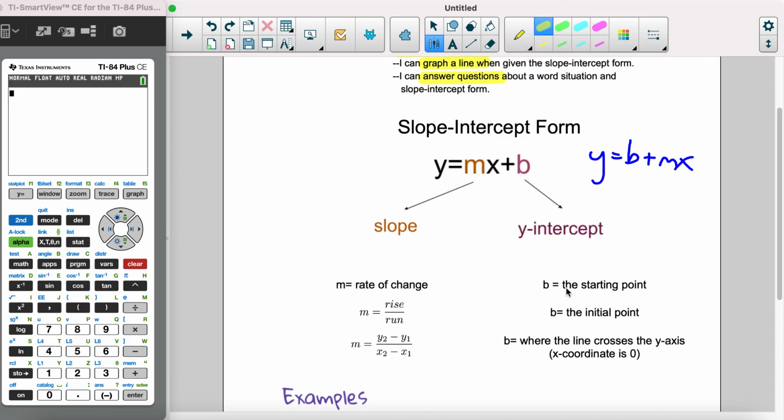And when we talked about b before, we talked about b being the starting point of our graph, or the initial point. I think from this point forward, it's probably better to think of b as the point where the line that you're making crosses the y-axis. That's where the x coordinate is equal to 0.